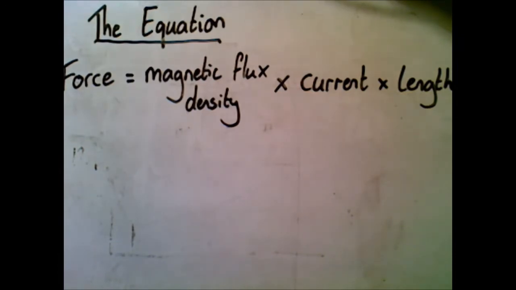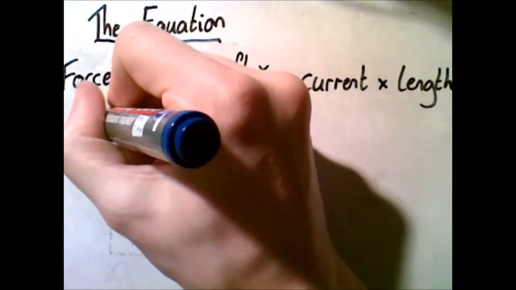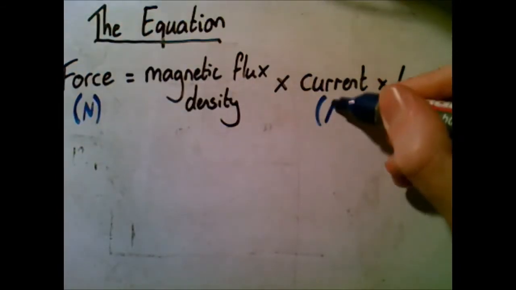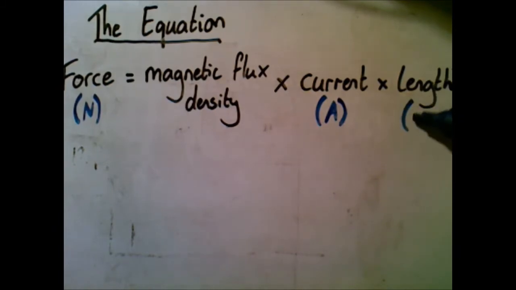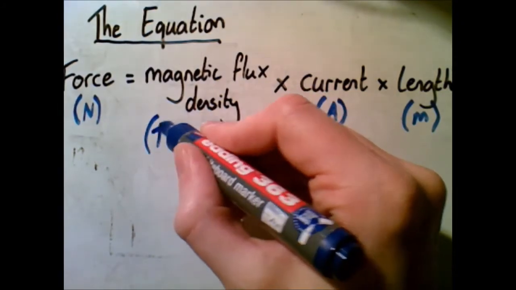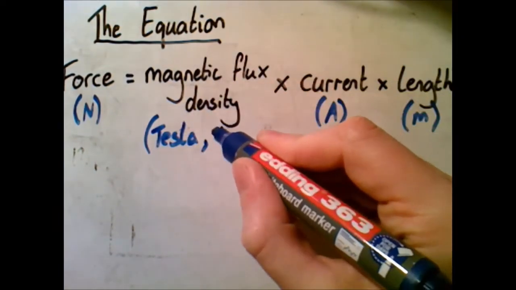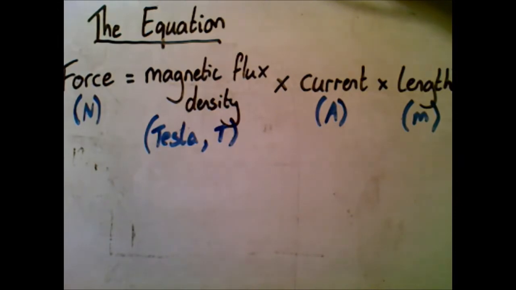Now let's have a think about the units for this. We know already that force is measured in newtons, we know that current is measured in amps, and we know that length is measured in meters. So the one we haven't met before is magnetic flux density. And magnetic flux density is measured in a unit called Teslas. So Tesla symbol is capital T, named after Nikola Tesla, who was a scientist. You may also have heard it in the context of the electric car manufacturer.